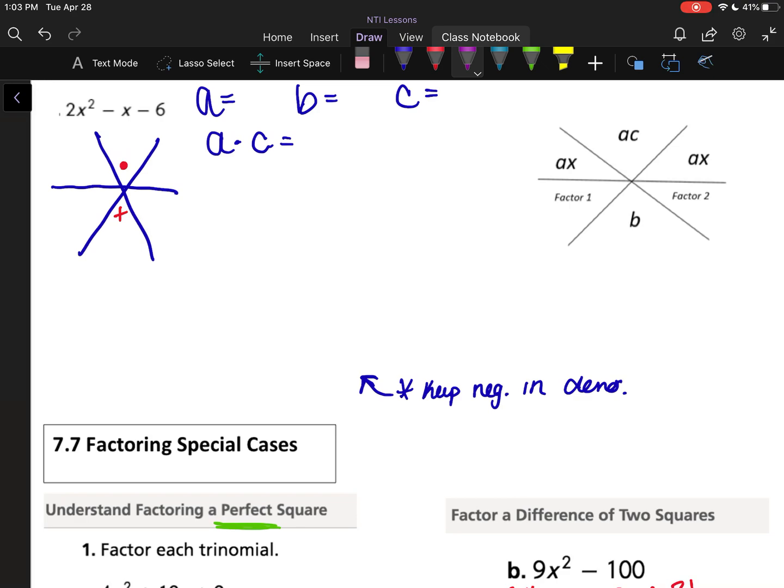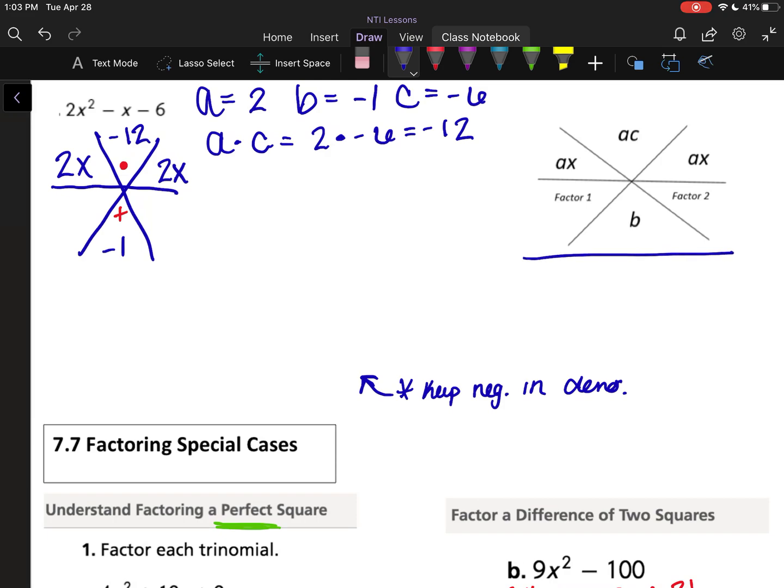Here the a is 2, the b is -1, the c is -6. That means my AC value is 2 times -6, which would be -12. Remember, we have an AC value now. And my a is 2, so that's 2x, 2x. I filled out my snowflake following my guide.